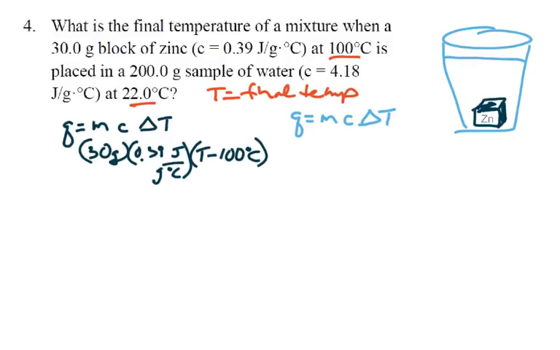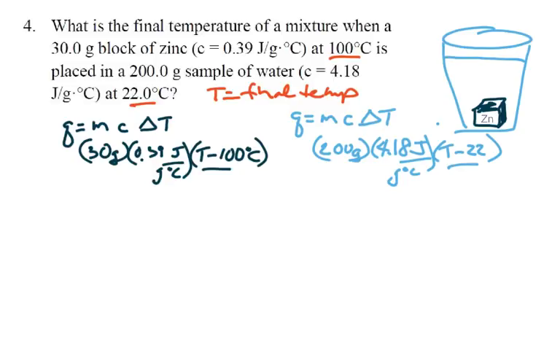For my water, M is my mass, since it's a 200-gram sample, and it has a value for C of 4.18 joules per gram degree. And its change in temperature, again final minus initial, is T minus 22. Now, obviously, my final temperature is going to be somewhere between 100 and 22. So when I do T minus 100 for my zinc, that's going to be a negative number. And for the water, T minus 22 is going to be a positive number.